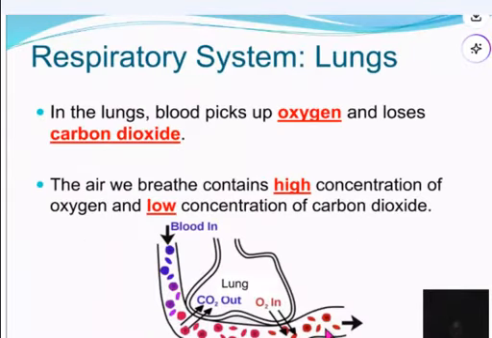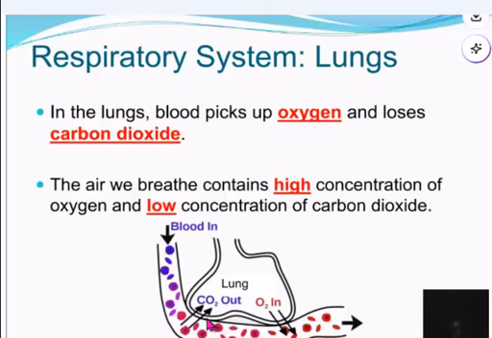And heart, respiratory system, lungs. In the lungs, blood picks up oxygen and loses carbon dioxide. That's the process of breathing in living organisms. That is respiration, the process of breathing in animals. The air we breathe contains a high concentration of oxygen and a low concentration of carbon dioxide.